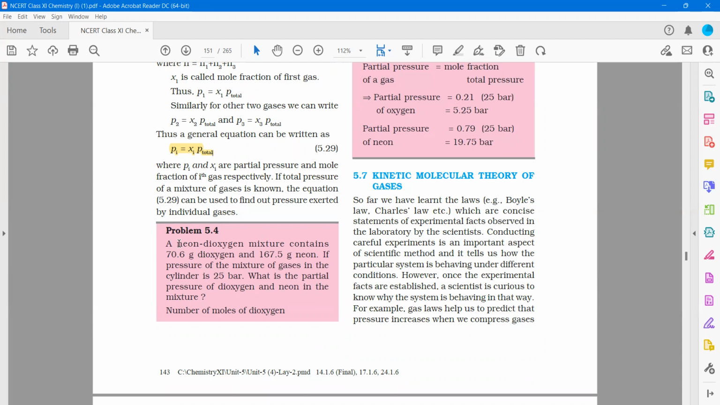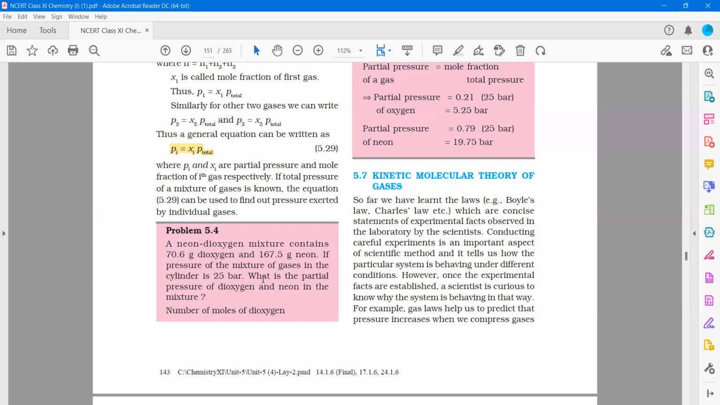It's very simple. You need to find out the mole fraction first. How will you do that? You first need to find out the moles of dioxygen. You need to divide 70.6 by the molar mass of dioxygen, and similarly you will do it for neon. That will give you the number of moles for dioxygen and the number of moles for neon. The addition of the two will give you the total number of moles, and then you can find the mole fraction of dioxygen by dividing the number of moles of dioxygen by the total number of moles, and similarly the mole fraction of neon by dividing the number of moles of neon by the total moles of the gases.